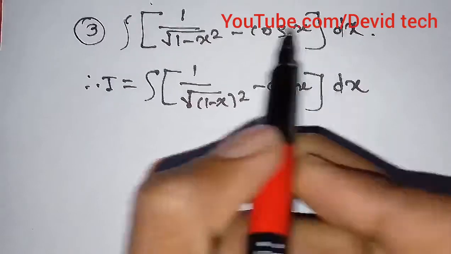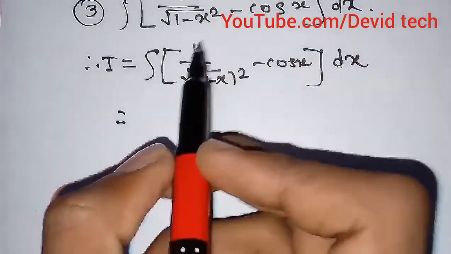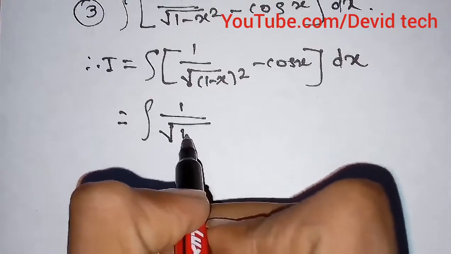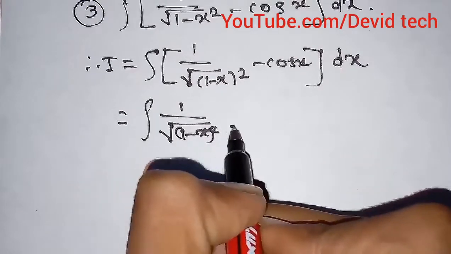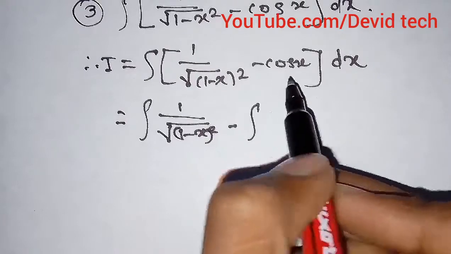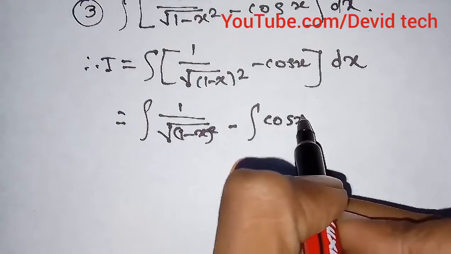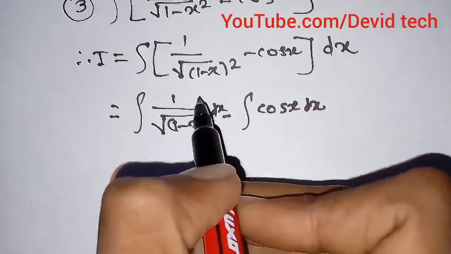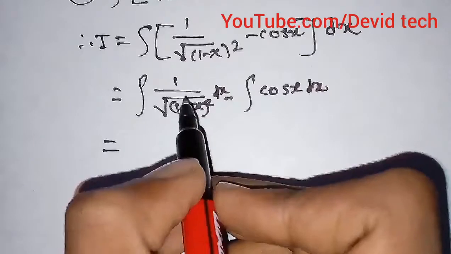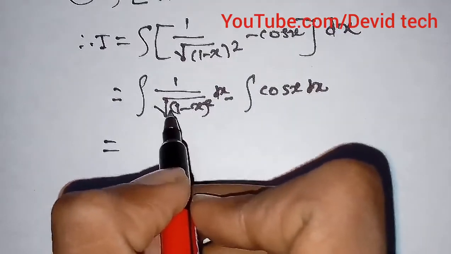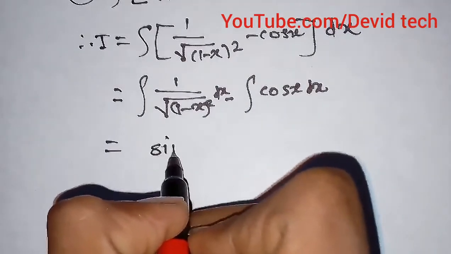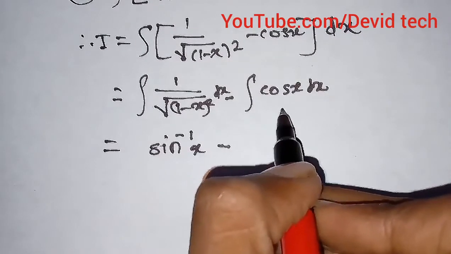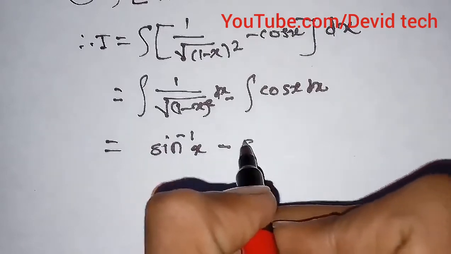dx. I is equal to integration of, I am separating it, integration of 1 by under root 1 minus x square minus integration of cos x dx. So integration of 1 by under root 1 minus x square is equal to sine inverse x, and integration of cos x is equal to sine x.